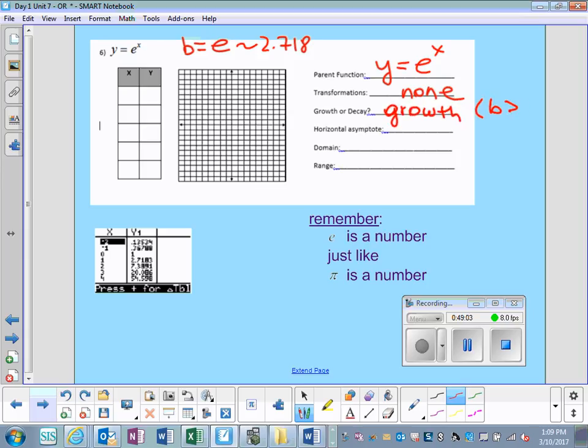Because my b is greater than 1. What is the horizontal asymptote? 0. Domain? All real numbers. I go very quickly here because this is just another base. We just change the base. And the range? 0 to infinity.